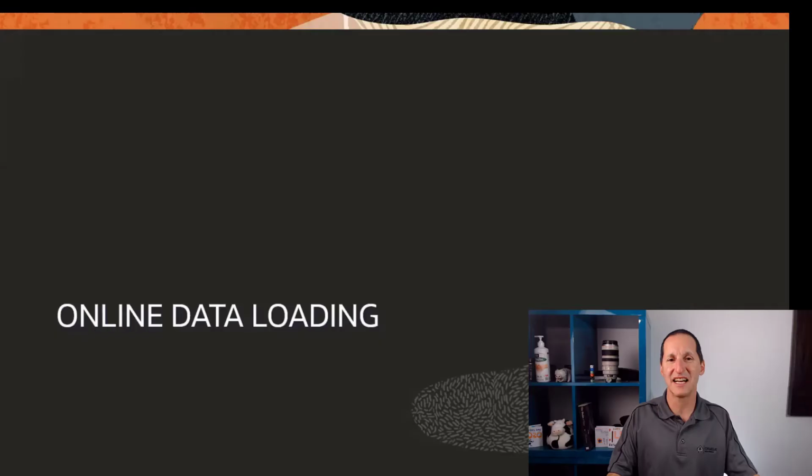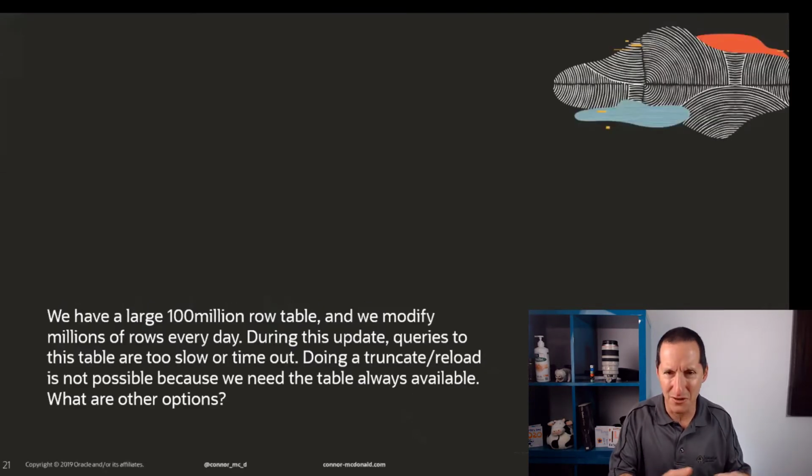Online data loading. Perhaps not a good title there, because I would imagine all data loading is online, but the description will perhaps help us out here. We have a large 100 million row table, and we modify millions of rows of this every day. There's more detail behind that, but they were literally updating almost half the rows every single day. During this update, queries to this table are incredibly slow, or they time out.